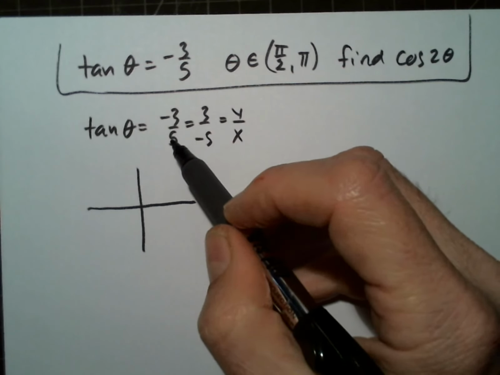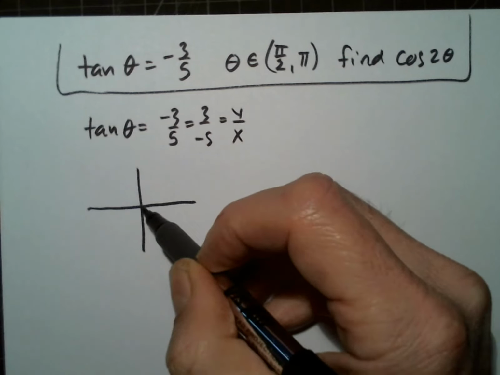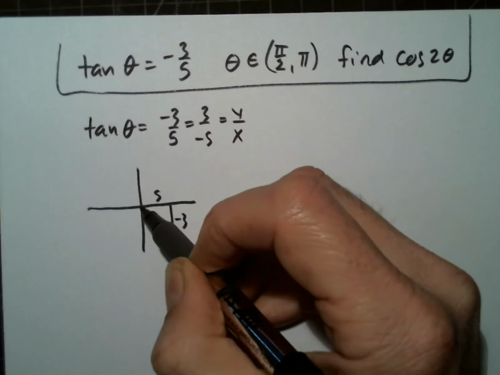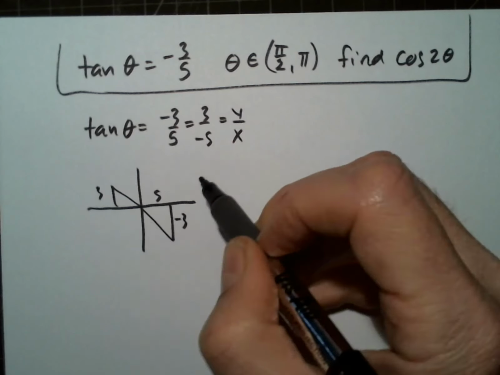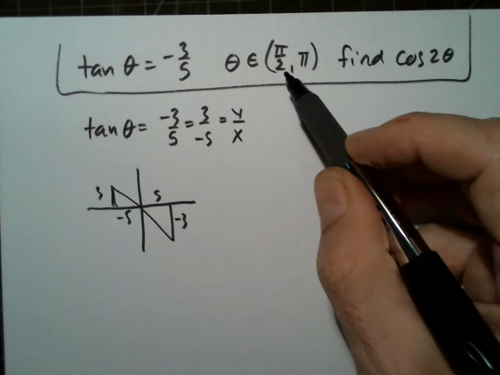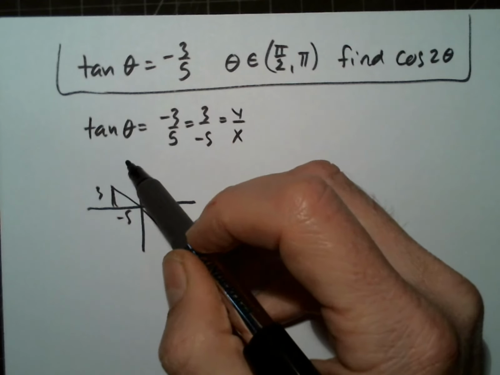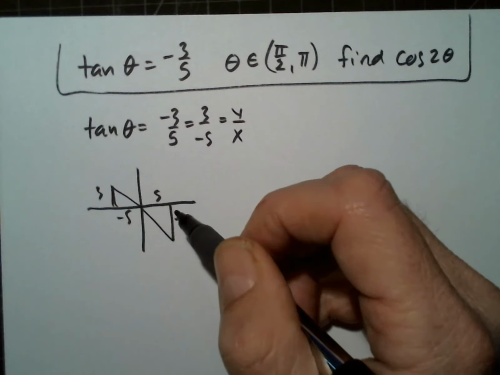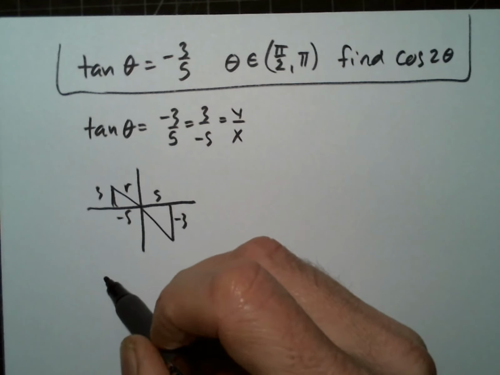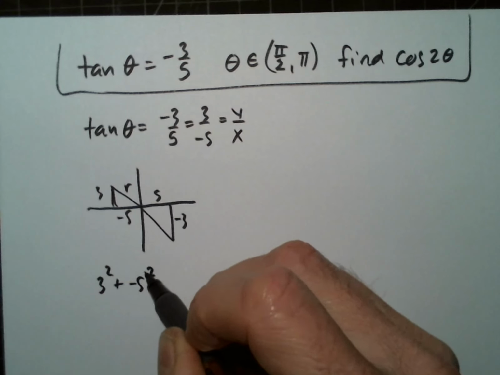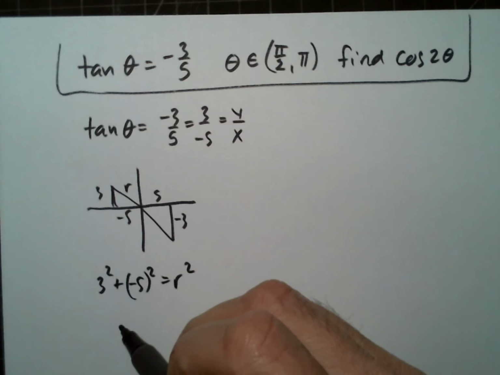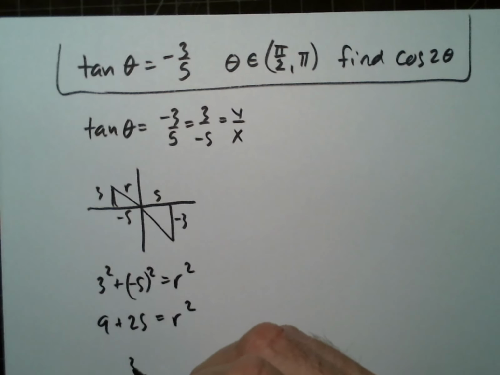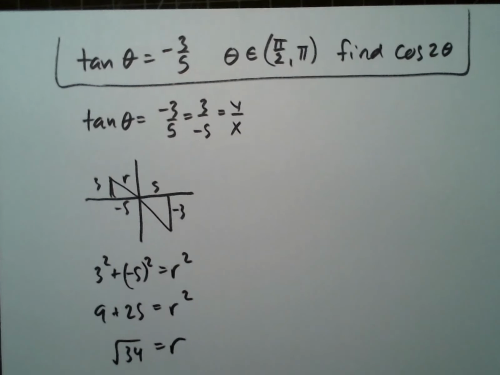Okay, y is negative, x is positive. Negative y, positive x, that would be over there. And here we have positive y, negative x. Theta is from pi over 2 to pi, so we know we are in quadrant 2. And to find the radius, we will go 3 squared plus negative 5 squared equals r squared. So 9 plus 25, and we get 34, radical 34.